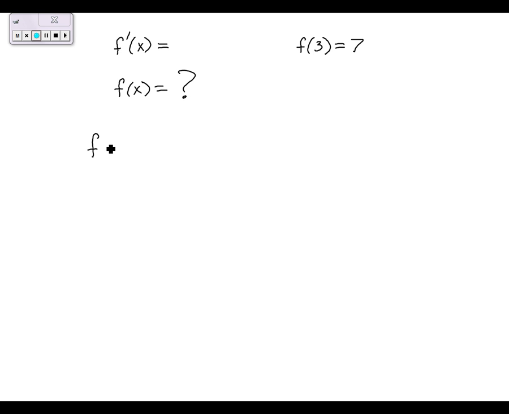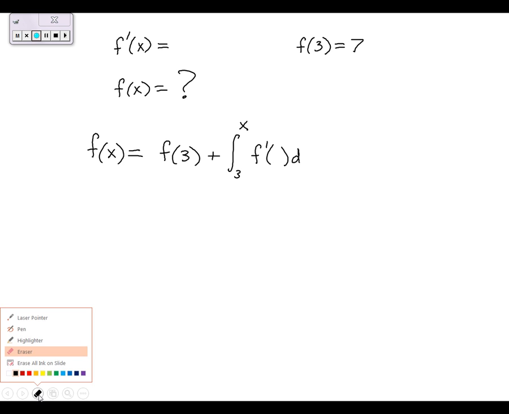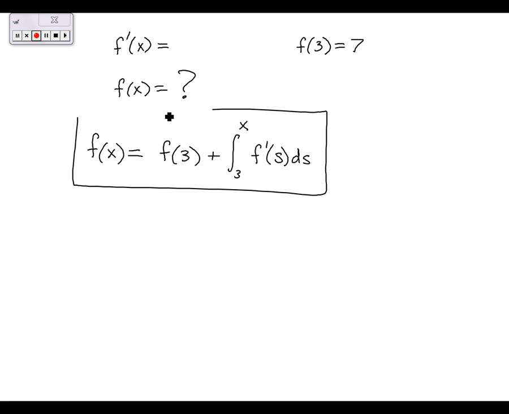Isn't f of x equal to f of 3 plus the integral from 3 to x of f prime of x dx, except we can't use x's, we have to use another dummy variable again? What's your favorite letter? You like s? We were using s, so that's fine. Sometimes we could actually use t here if we like. But this is it. That's the solution to that initial value problem. Is that clear? I want to make sure that's clear in your mind.